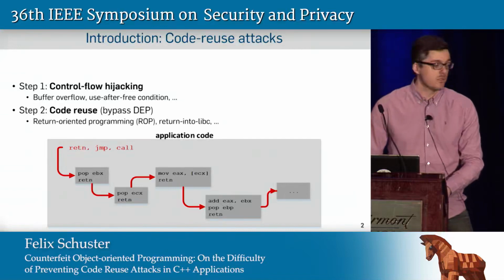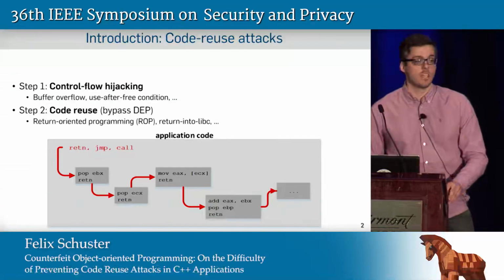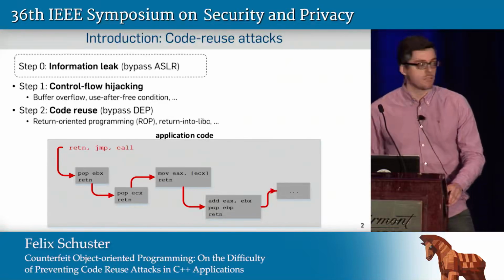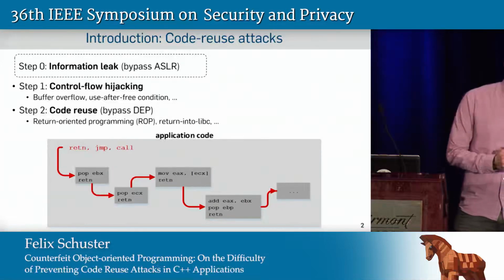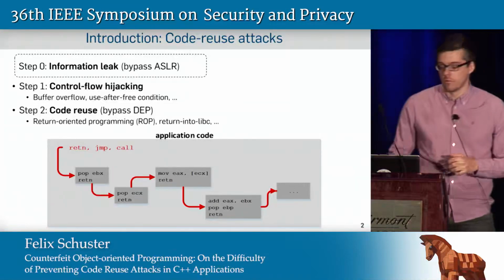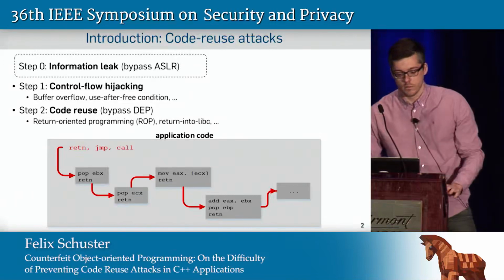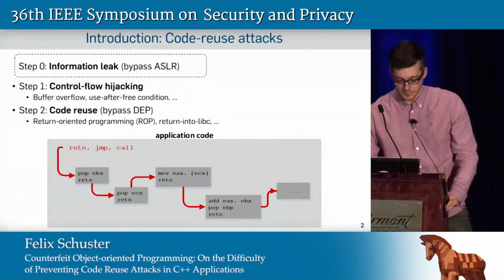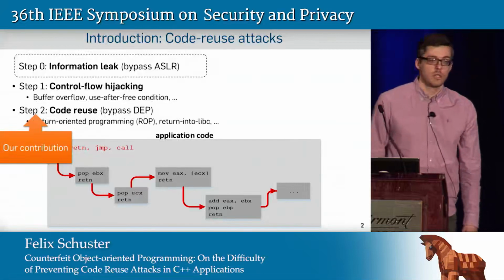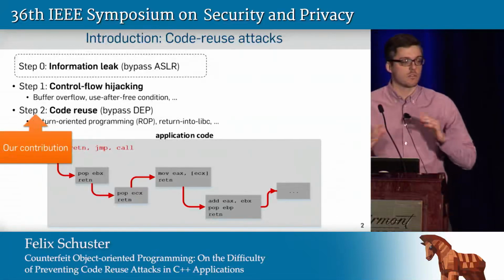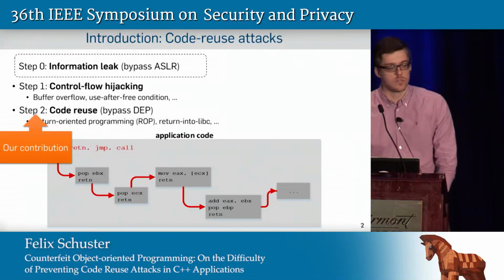Of course, for a code reuse attack, the attacker needs to know the locations of the code chunks he wants to reuse. So usually there's also an initial step, the information leak, where the attacker needs some vulnerability to infer the base address of executable modules in the application address space. All right, and in this talk, I'm going to concentrate on step 2, and all our contributions just concern step 2. We are presenting a novel code reuse attack.